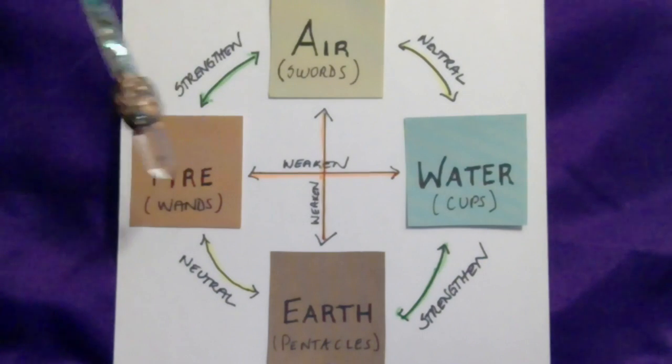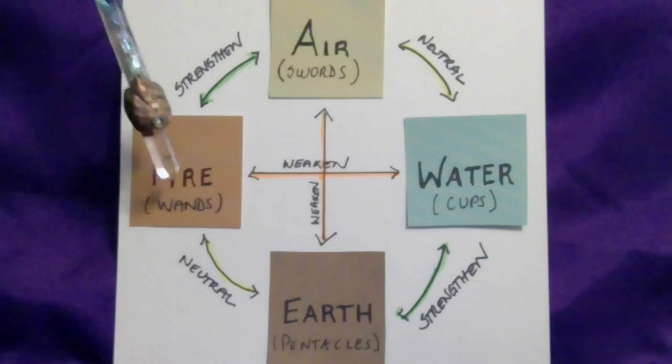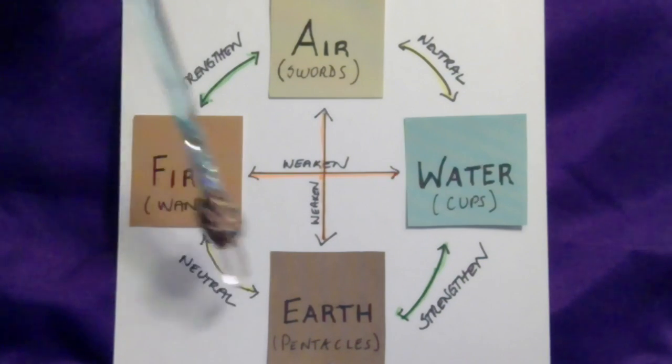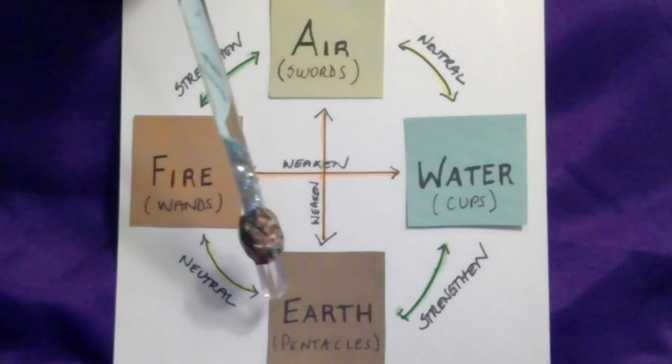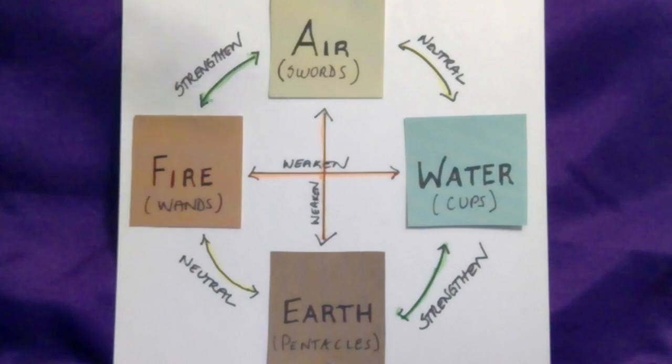One of them is quite easy to remember, so what I always think about is fire and earth, and I use the acronym friendly enough. So they're neutral, or they're friendly enough is what we call them. So they're not best friends, they don't strengthen each other, but they're friendly enough.